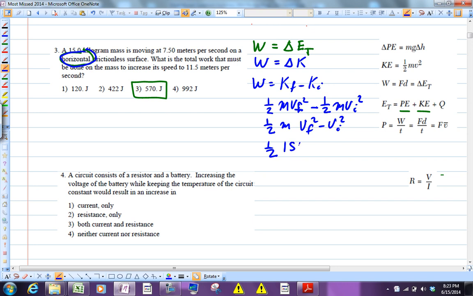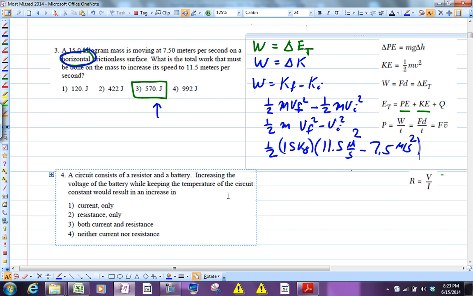1/2 times 15 kilograms. Now that's 11.5 meters per second squared minus 7.5 meters per second squared, and you should get 570 joules when you do that.